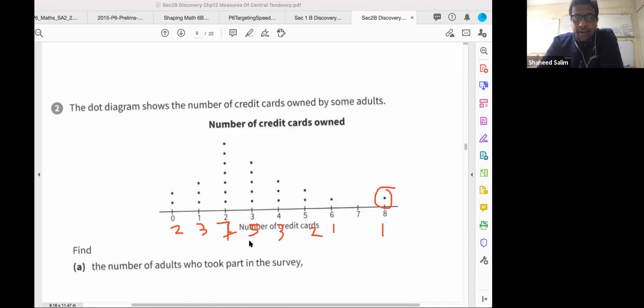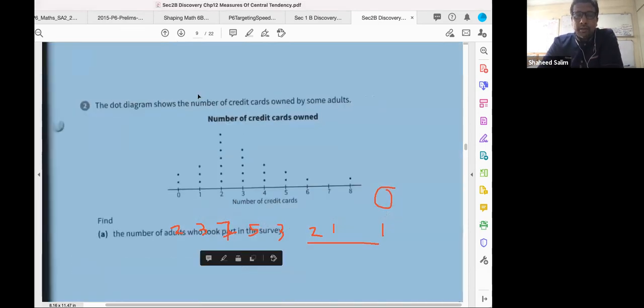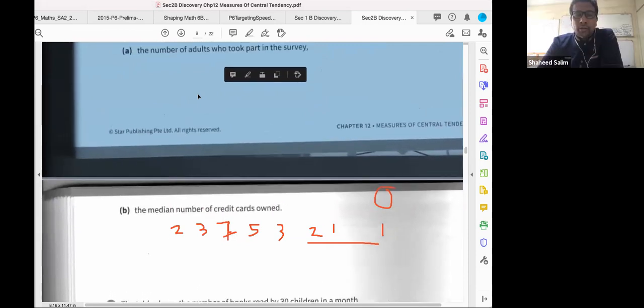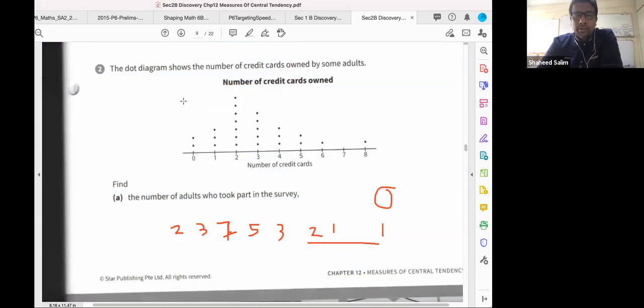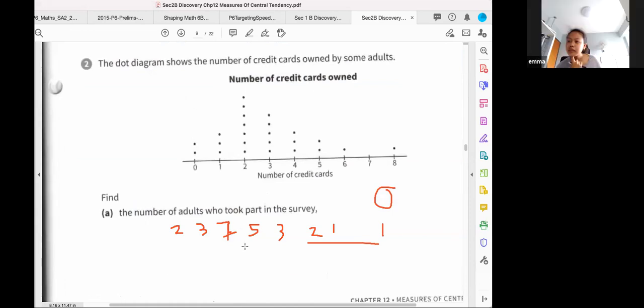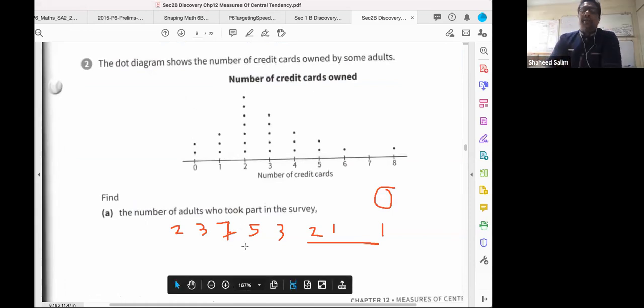5 plus 5, 10, plus 7, 17, 20, 24. Okay, 24. Let us see the next question, below here: median number of credit cards owned. The number of adults is 24. The frequency is 24.